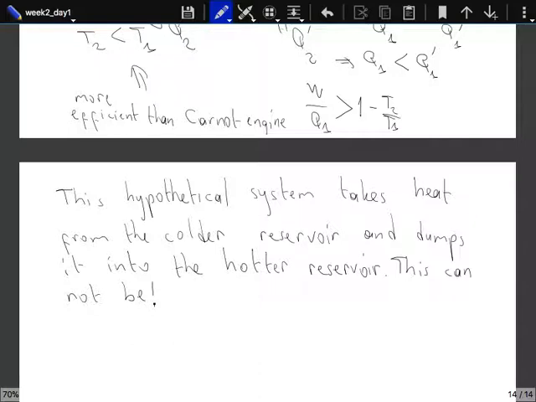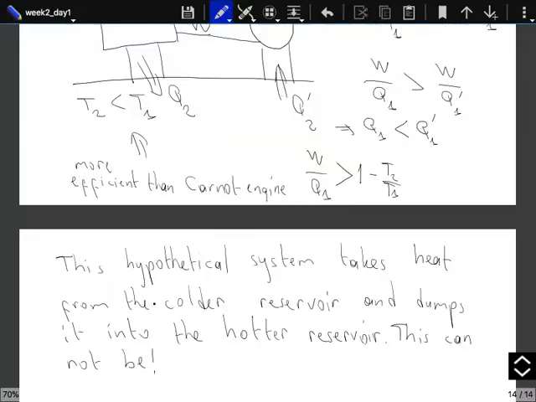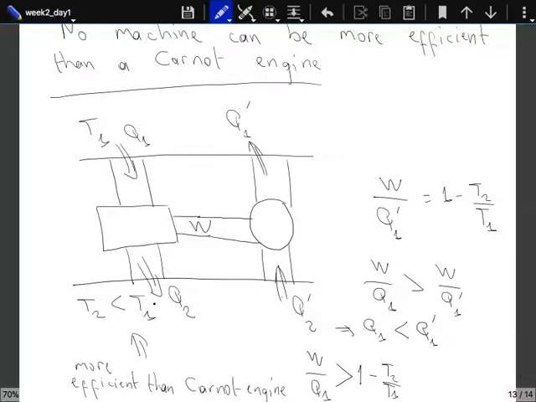But I can use exactly the same argument to also prove that no reversible engine can be less efficient than the Carnot engine. Just reverse the positions of the Carnot engine and the hypothetical engine. So basically, this argument proves that every reversible engine running between two heat reservoirs has to have exactly the same efficiency. It can be very complicated, much more complicated than the Carnot engine, but no matter how complicated it is, it cannot be more or less efficient than the Carnot engine. Of course, realistic systems will be less efficient than the Carnot engine because realistic systems will not be completely reversible. So there will always be some losses.